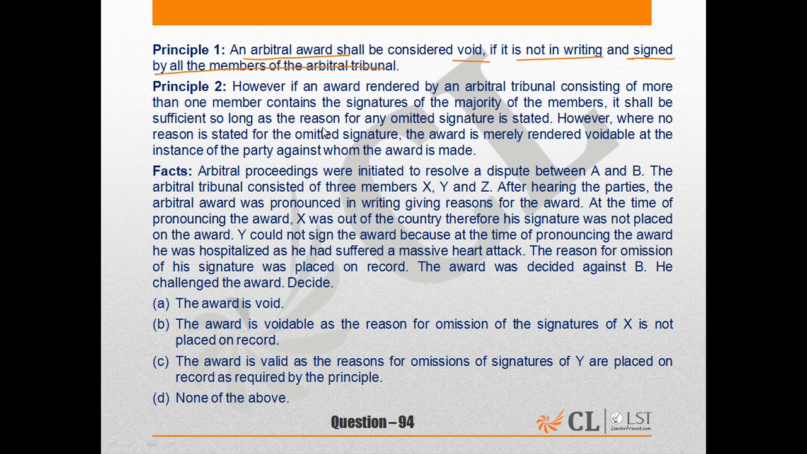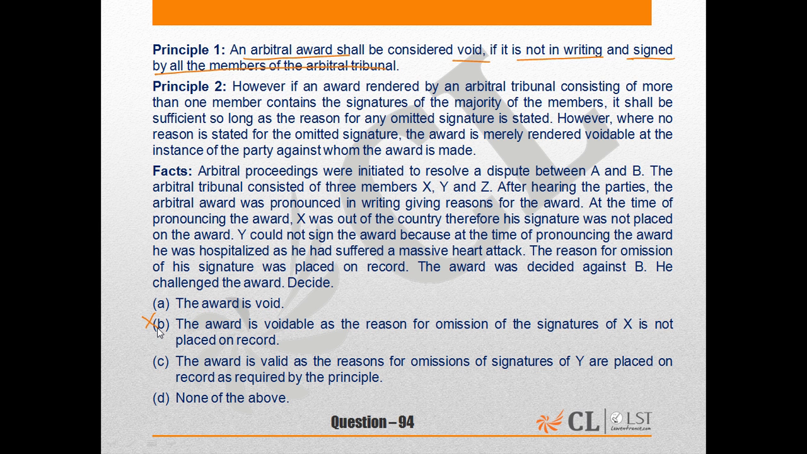So in this particular case, X, Y, Z were the arbitrators. Now X was out of the country and Y could not sign because at the time of pronouncing he was hospitalized and suffered a massive heart attack. So out of 3, 2 will be the majority. If 2 have not signed, that means the majority has not signed. So therefore option B will not play any role now.